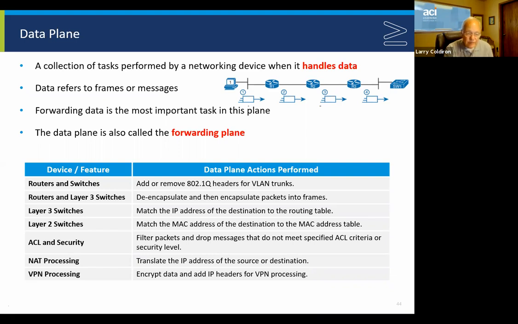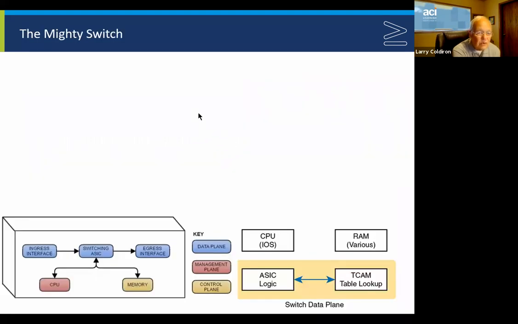An access control list filters the packets, dropping the messages that don't meet its criteria. NAT translates the IP address of the source or the destination. A VPN encrypts the data and adds the IP headers for the VPN processing that we would use. And this is the mighty switch.